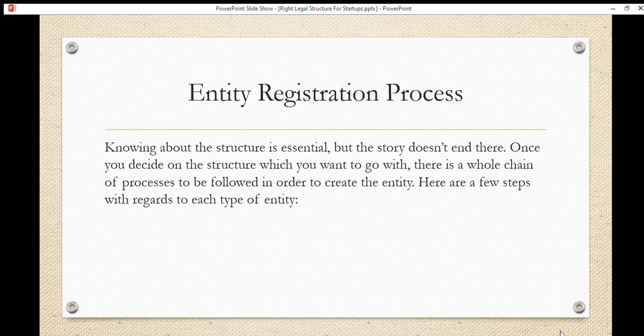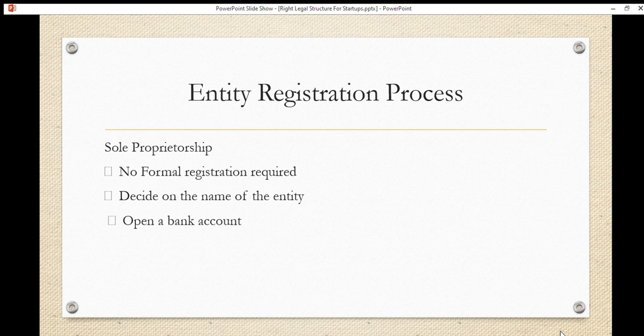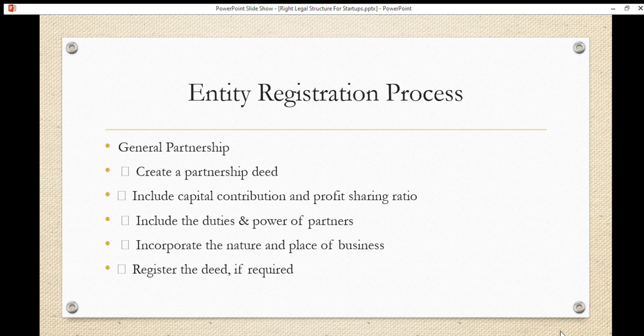Then the next thing you have is the entity registration process. First, for a sole proprietorship, according to the Indian Companies Act, there is no formal registration required. You can decide on the name of the entity and you simply have to open a bank account. If you have these three things, you are good to go. Second, for a general partnership, you have to make a partnership deed. However, it's optional, but still it's favorable to make it.